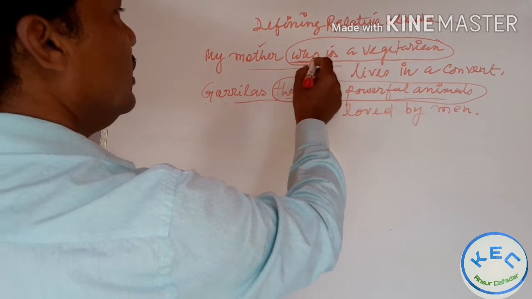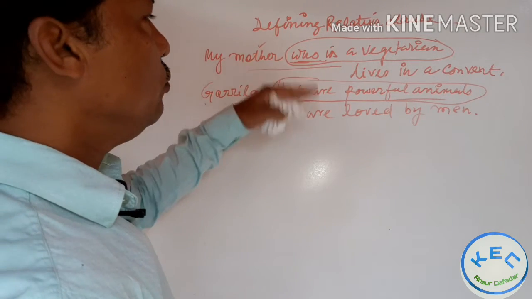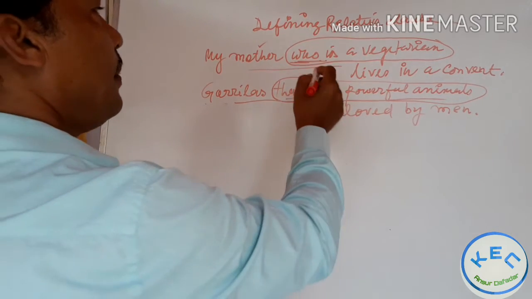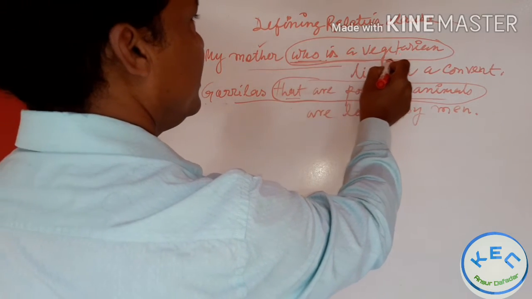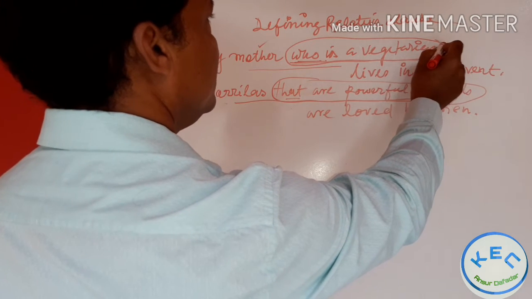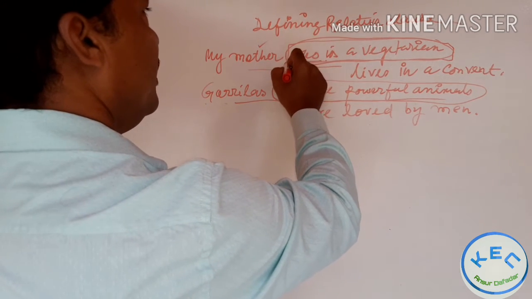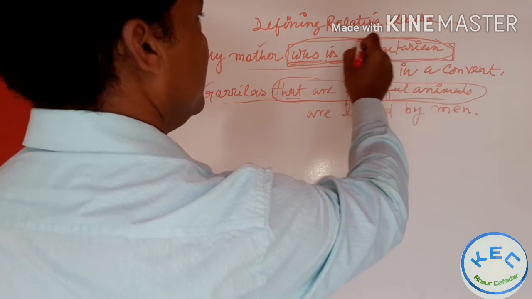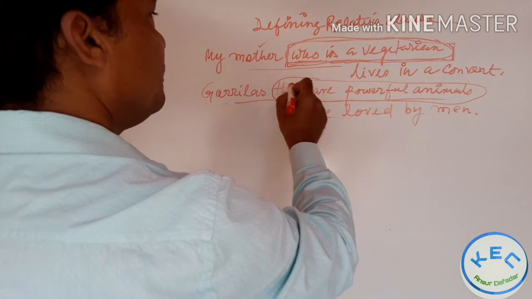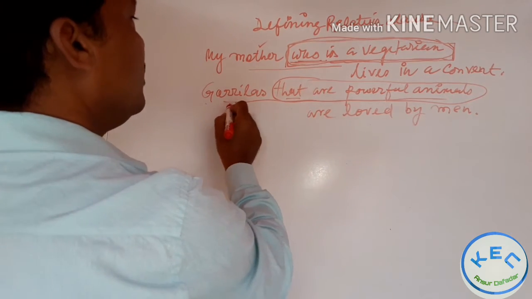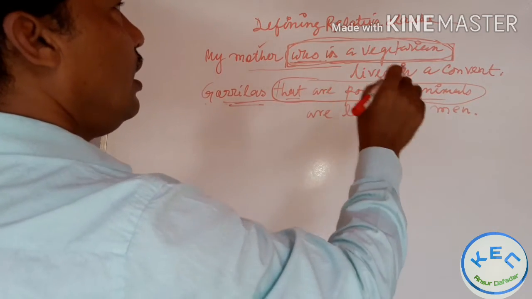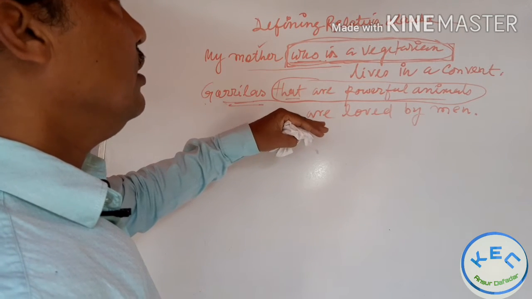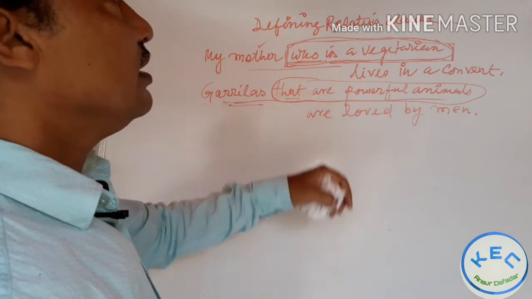So in these two examples, we can easily understand that the relative clause that gives just a special news or special information about the noun is a defining or restricted or restrictive relative clause.